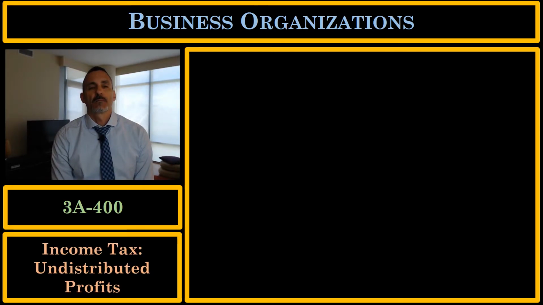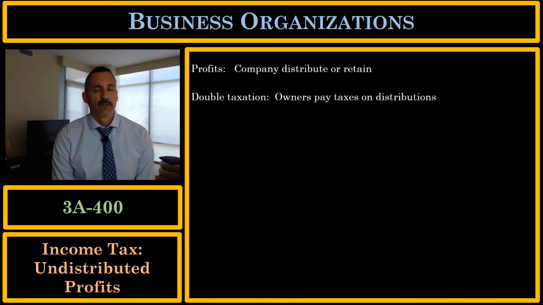All right, let's talk about how taxation affects undistributed profits. Now, when a company makes profits, it can either distribute these profits, all or some of these profits, to its owners, or it can retain these profits. Remember, we talked about retained earnings. Earnings is just another word for profits.